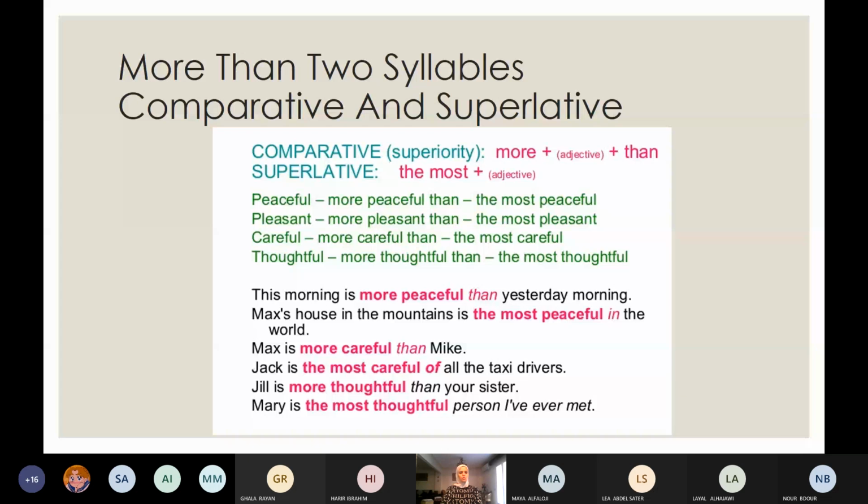Today's weather is more peaceful than yesterday's weather. This month is the most peaceful month of the year. Pleasant. The atmosphere was more pleasant than at the last party. It was the most pleasant party of the year. This morning is more peaceful than yesterday morning. Max's house in the mountain is the most peaceful. Max is more careful than Mike. Jack is the most careful of the taxi drivers. Jen is more thoughtful. Mary is the most thoughtful.